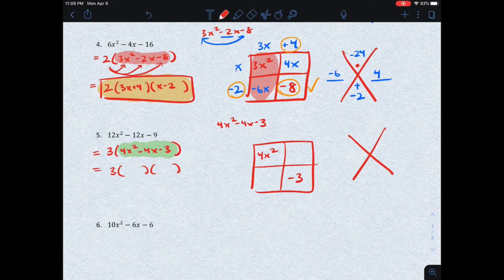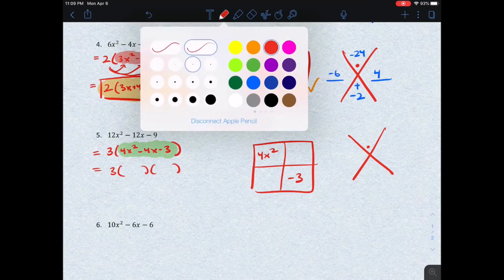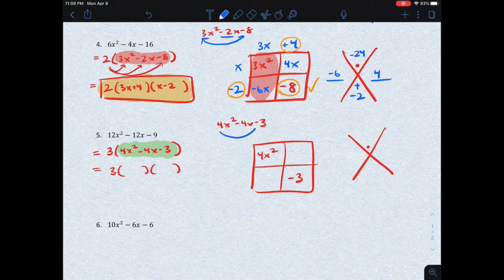I know the top is my product, which is going to be the first number times the last number. So 4 times negative 3 is negative 12. My sum will be negative 4 because that's the coefficient of my middle term. And then I'm going to ask myself what two numbers multiply to negative 12 and add up to negative 4. If you guessed 2 and negative 6, you are correct. I'm going to put 2x here. I'm going to put negative 6x here.